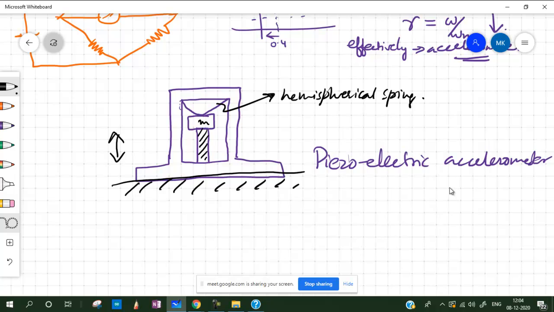This is preloaded with a spring. So as it moves, there's a relative motion between this mass and this moving object. So this piezoelectric crystal will get deformed, and because of the deformation, a charge is induced. We can measure that voltage, and that will correspond to the motion of the object, displacement or acceleration. The only issue again with the piezoelectrics is that static, or very low frequency, measurements we may not be able to do with the piezoelectric ones.